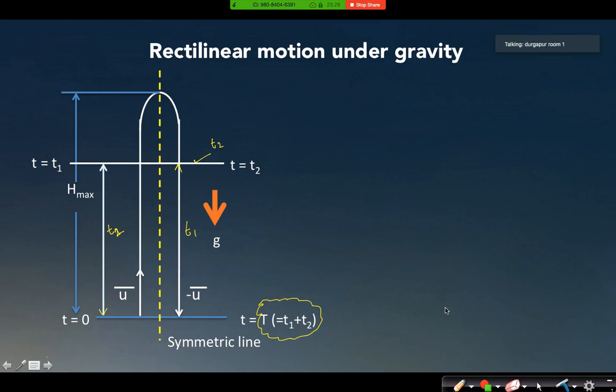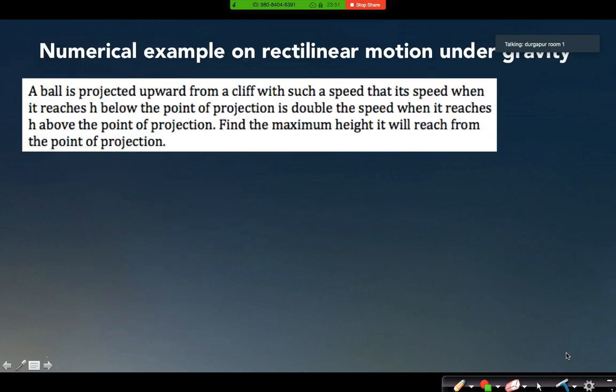Understood? I hope that we have understood all this concept of rectilinear motion under gravity. So we are now good to solve a few numerical questions regarding this. You will be able to solve these questions easily, because it is only an example of rectilinear motion with constant acceleration. Okay, so let us try the first question, this one.